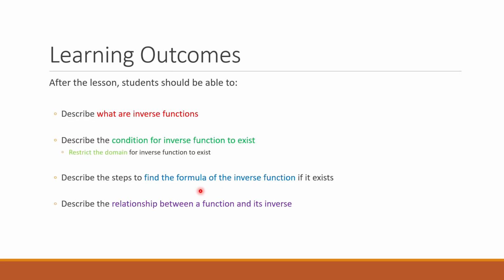Alright, that comes to the end of this lecture. Make sure that you can now describe what an inverse function is, what the condition is for an inverse function to exist, and what it means to restrict the domain. Why do we want to restrict the domain? How do we find the formula of the inverse function? And the relationship between a function and its inverse.